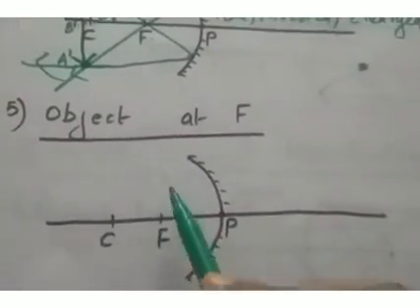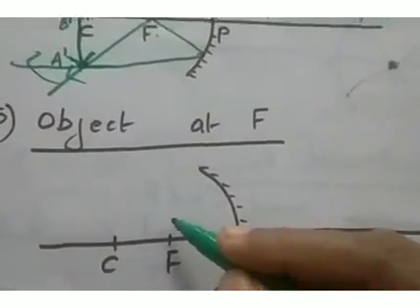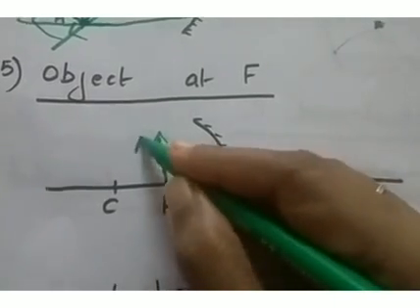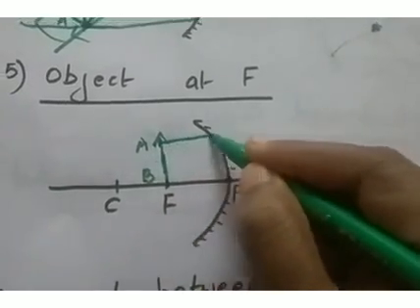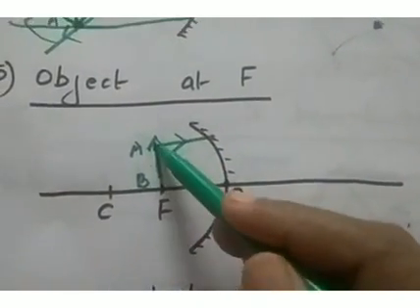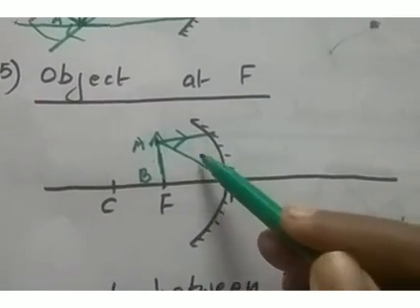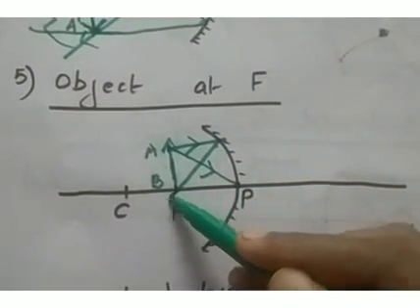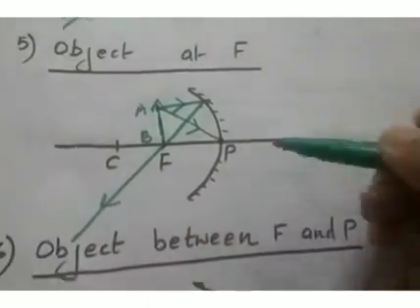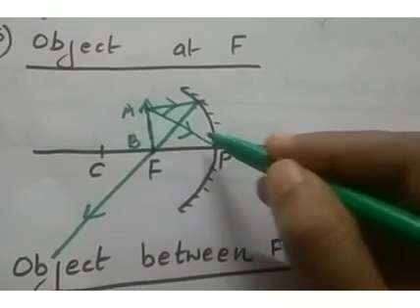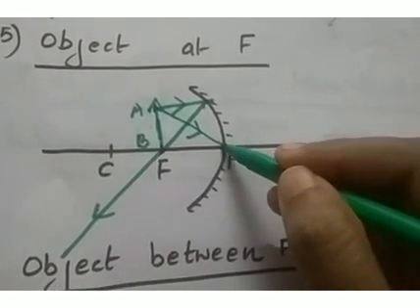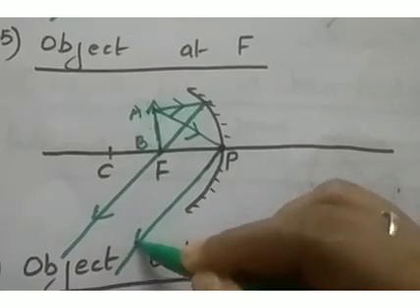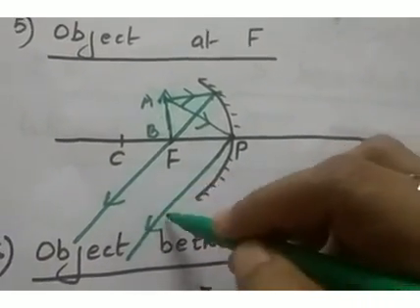Now the next position of object is object at F. Object at F means object will be here. Okay, this will be the object AB. We can choose two rays. One is the parallel ray, and another ray we can choose the ray incident at the pole, isn't it? And this parallel ray, after reflection, it will pass through focus. And this ray, which is incident at the pole, what is the last rule? Yeah, it will be reflected along the same angle, like this. So these are the two reflected rays, isn't it?